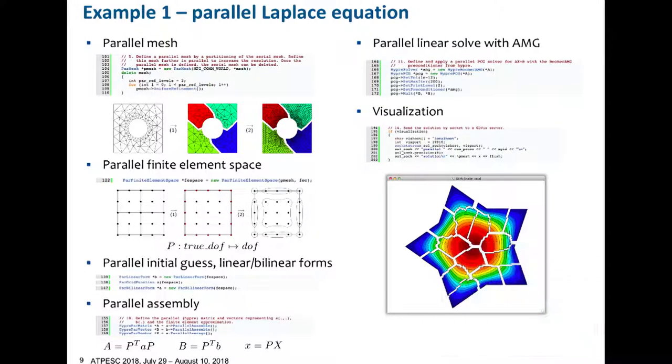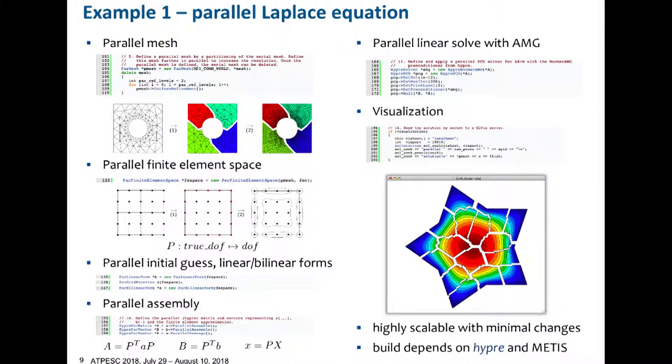And then you can visualize it in a similar way. Each processor sends its piece of the data, and the data is combined. You can see the different pieces from different processors can be pulled together, can be pulled apart. And this is maybe about 30, 40 lines of additional code, just a few changes. You change the finite element space to ParFiniteElementSpace or something like that.